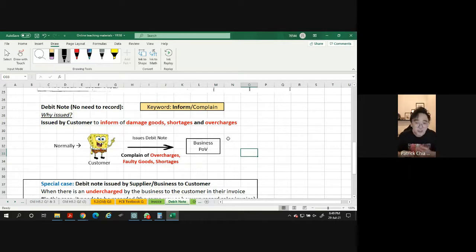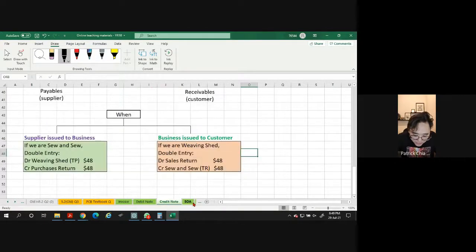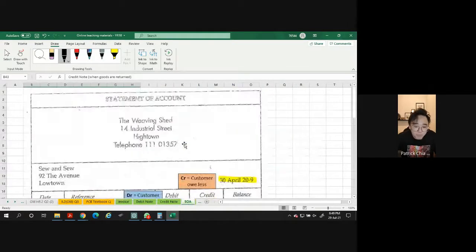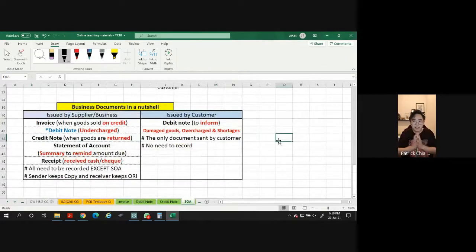All right, so there is a flow here, guys. You should remember the flow, and then you'll understand what happened. For the debit note, there's one special case that you need to know. You can read it yourself later. So can you just allow me to go straight into the summary? Okay, so statement of account. Let me just go through the summary part.